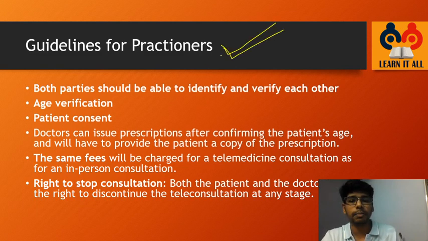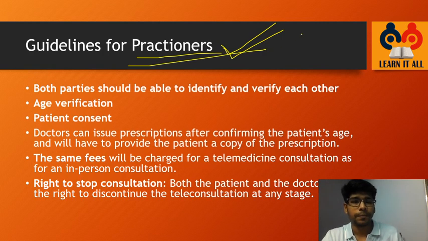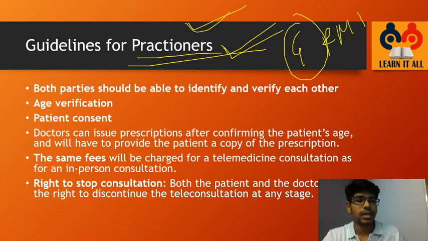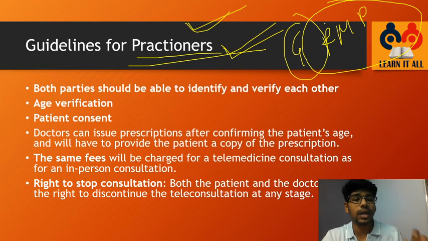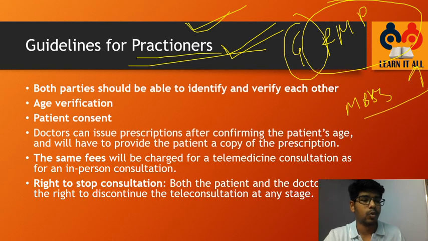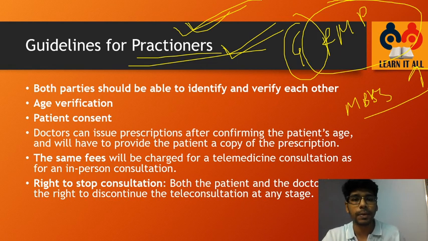As per the government guidelines, who are the practitioners? The RMPs, registered medical practitioners, MBBS and above, are the people who can go for telemedicine. Any person who is below the MBBS rank cannot go for telemedicine. So it is very important for the patient to know who to consult, right? The practitioners are the people who have done MBBS and above, or the registered medical practitioners.